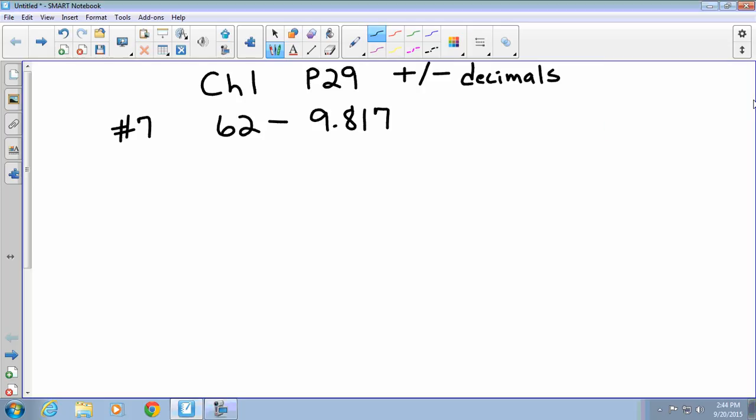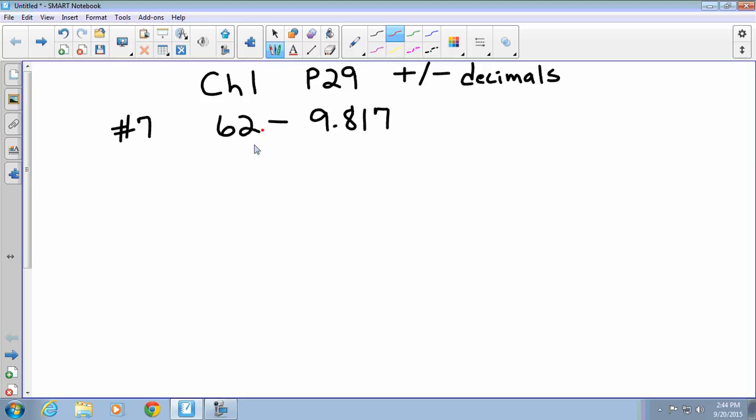All right, we are on chapter 1, page 29, adding and subtracting decimals, and we're specifically looking at number 7. We're looking at 62 minus 9.817, or 9 and 817 thousandths. Now, there are a couple things we need to do here right away.